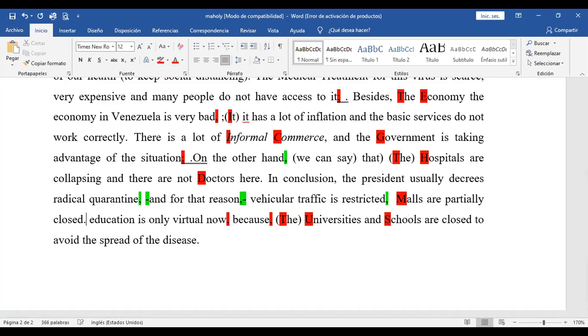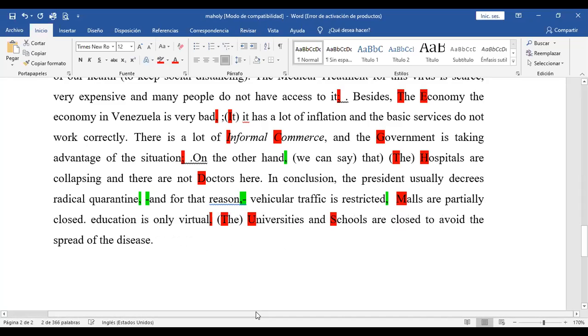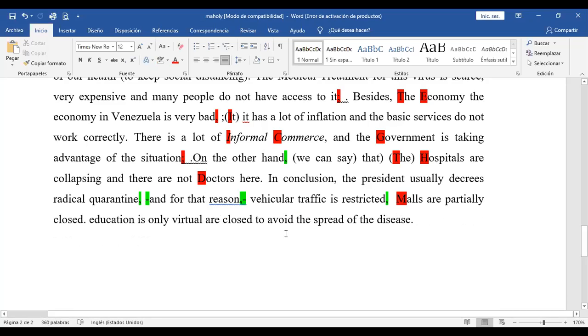Le quitamos esto. ¿Y el because también lo quitamos? Yes, virtual, coma. Entonces este que está aquí, yo le quitaría cities and schools porque lo dejo con education, ¿no? Que sería la idea. Education is only virtual to avoid the spread of disease.